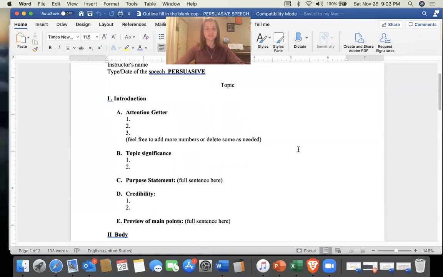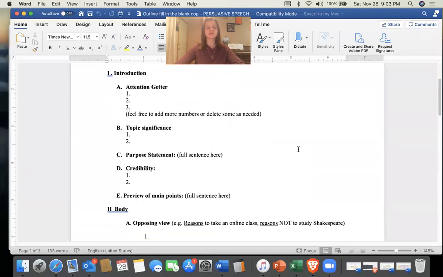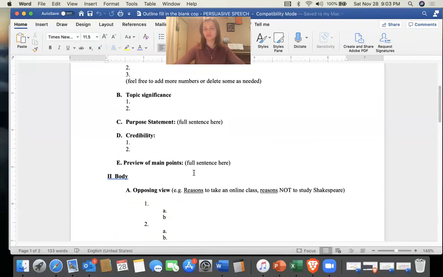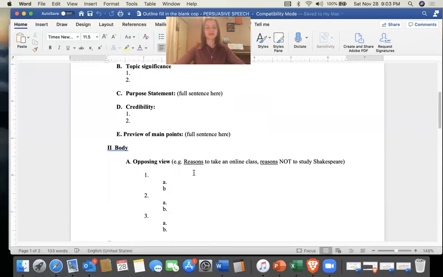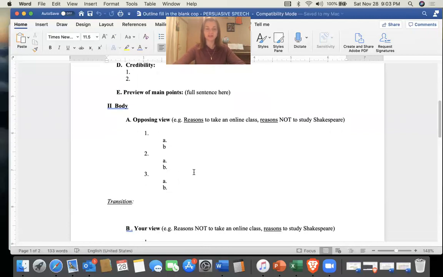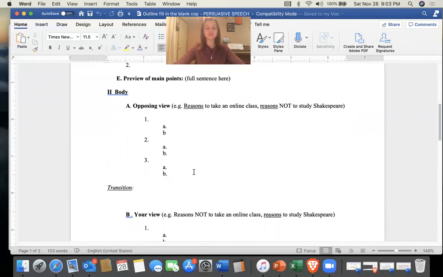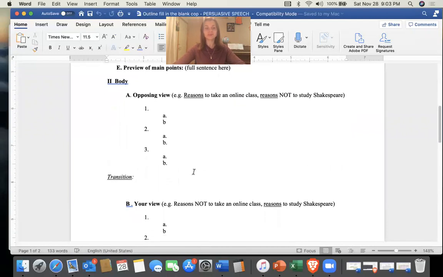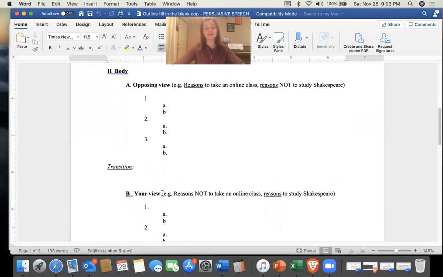Parts of the introduction are the same. Your preview of main points will consist only of 2 points. You'll have your pros and cons depending on which view is yours. And then the major difference in the outline lies in the body. So here you'll have only 2 main points. And the first one is an opposing view, the one that you argue against. And then you provide your view as a second main point.